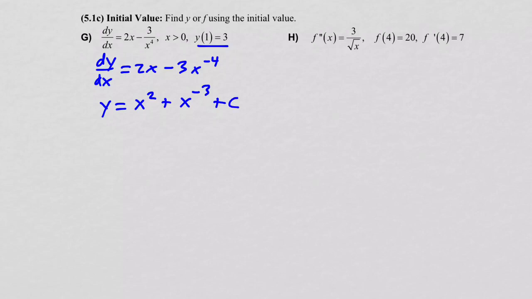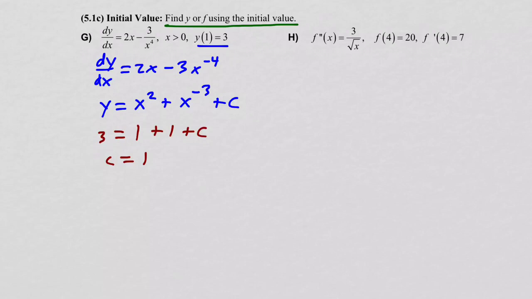This would be our general antiderivative, but in this case they're asking us in the directions to find y or f. So we need to find the actual equation for y, not just with the letter c. This is what's creating the problem right now, and that's why we're given the initial condition. So we're going to take 3, plug it in for y. We're going to take 1, plug it in for x. Solve for c. This would get us a c value of 1.